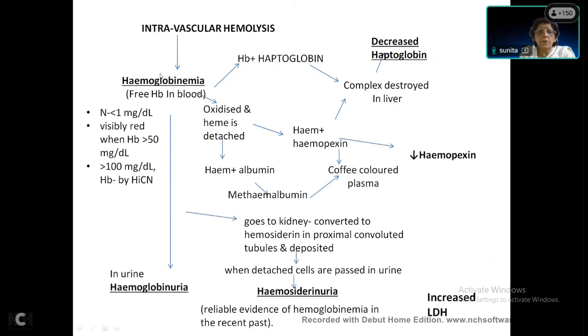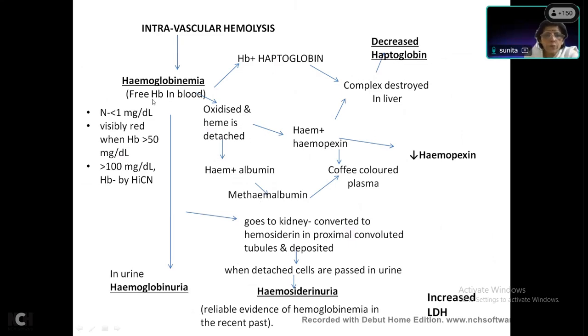Now, what happens when the hemoglobin is released into the blood? It binds with haptoglobin. Now, this complex is destroyed in the liver. So what happens? The haptoglobin will be decreased. Now, this is a very sensitive test which can be done in intravascular hemolysis, but remember one thing, it is an acute phase reactant. So you have to do serial estimation of the haptoglobin. So, and if you find, for example, schistocytes and reduced haptoglobin, it is highly suggestive of intravascular hemolysis.